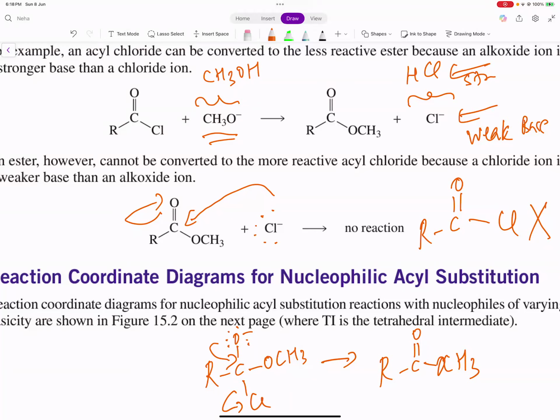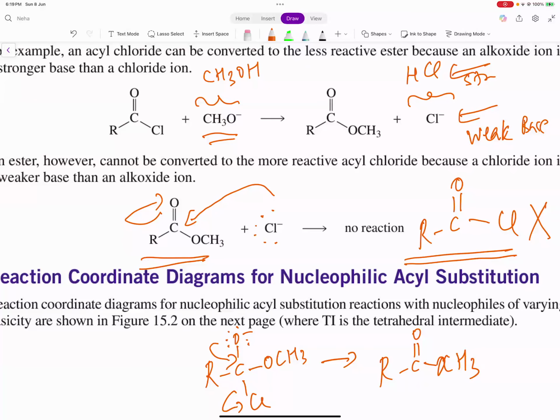I cannot prepare a more reactive carboxylic acid derivative from a less reactive one. Because in this case, what I was trying to do was prepare an acyl chloride, which is more reactive, from a less reactive one, right? So I cannot do that. So I can only prepare a less reactive carboxylic acid derivative from a more reactive one.